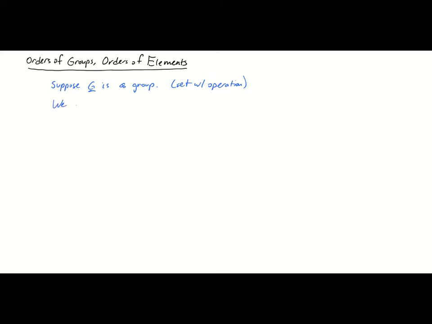We define the order of G, which I usually write with absolute value symbols, |G|. So this doesn't mean magnitude in this case, this means the order of G. We define this to be the number of elements in the set G.